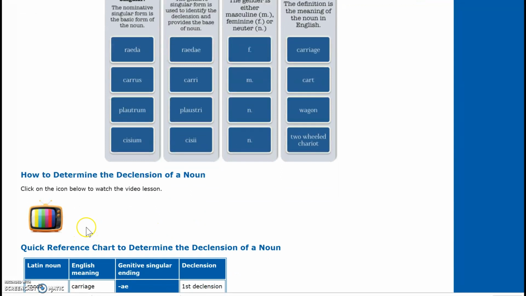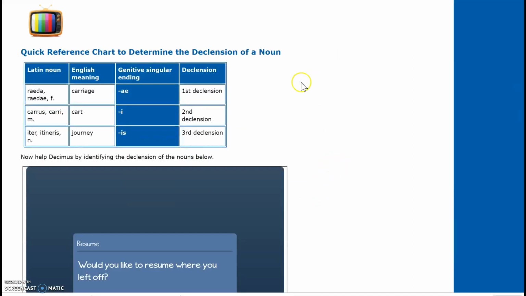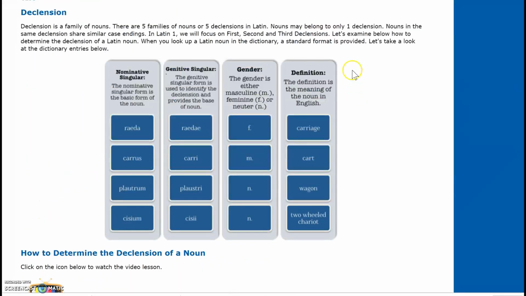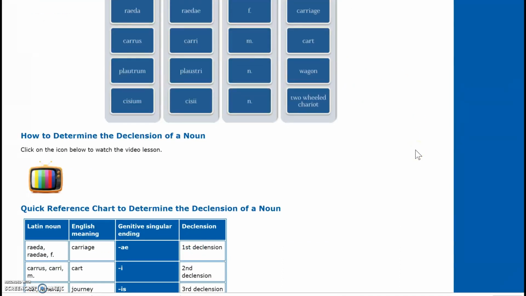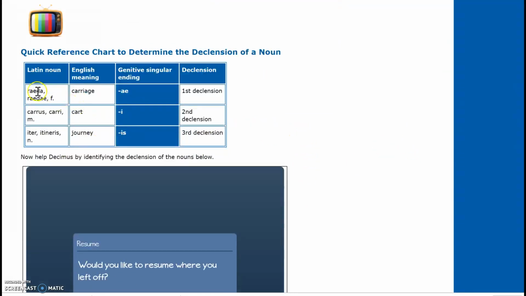And you can click on this icon below, but I'm going to go ahead and talk you through this and give you a little introduction. Now, just like I told you up here, there are 5 declensions in Latin, but for our purposes in Latin 1, we're only going to really concentrate on declensions 1, 2, and 3. So those are the ones we need to make sure that we can distinguish. The way that you do that, if you look at this little chart right here, you have an example from the first declension, the second declension, and the third declension.